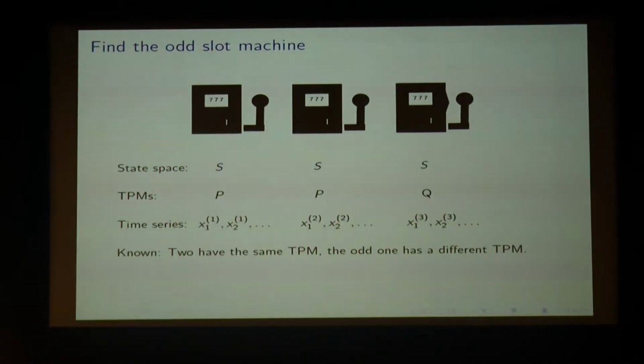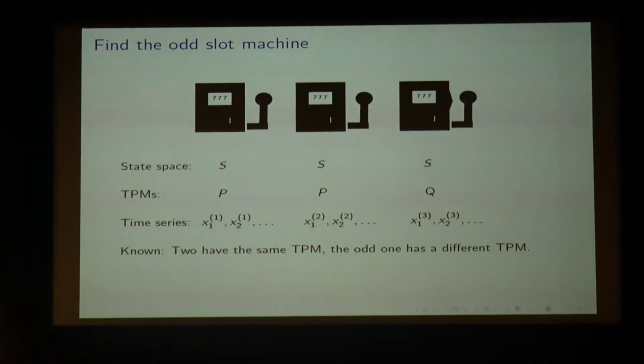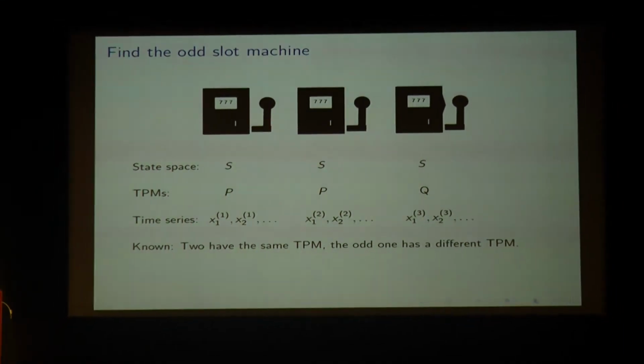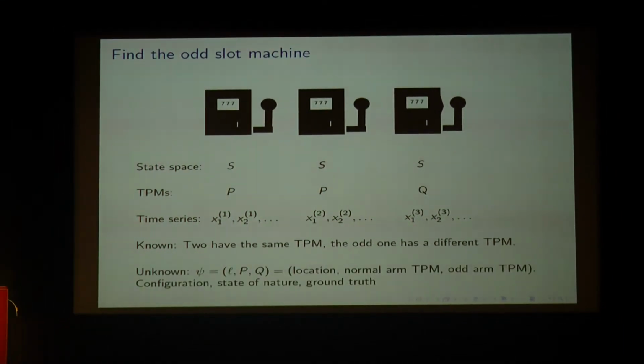So what we know here is that the learner knows that there are 2 of these slot machines which are the same. They have the same TPM, but the third one is different. But the learner doesn't know what the location of the third one is. The learner doesn't know what the parameters are either.